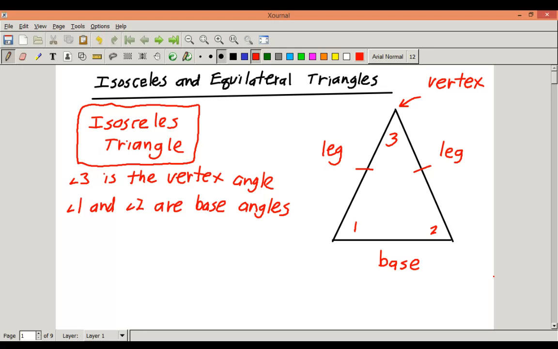Where the two legs come together, they form the vertex. So you see that on top. And then the angle there, which is angle 3 at the vertex, is called the vertex angle. The other two angles, 1 and 2, are called base angles. You see them down there. The base is included between those two base angles. So there's some of the vocabulary dealing with an isosceles triangle.